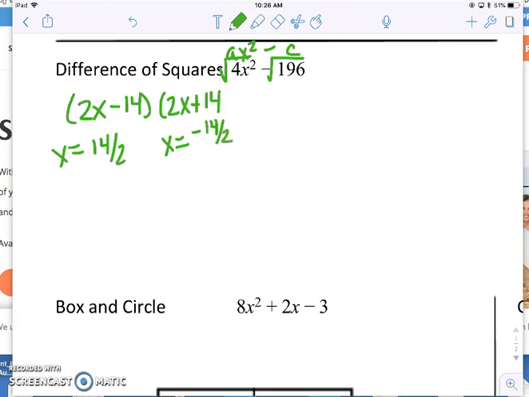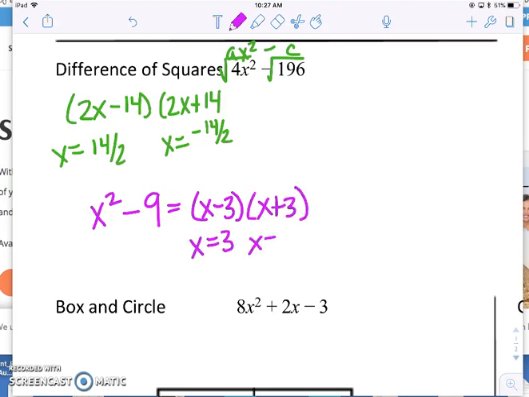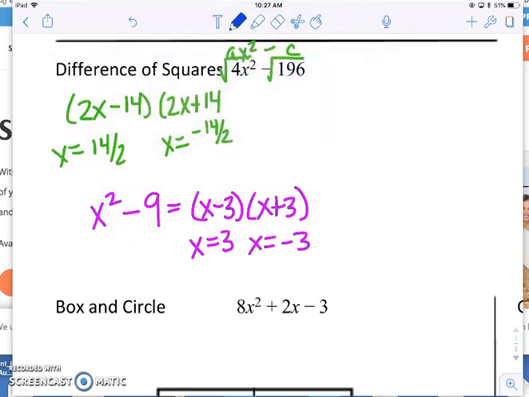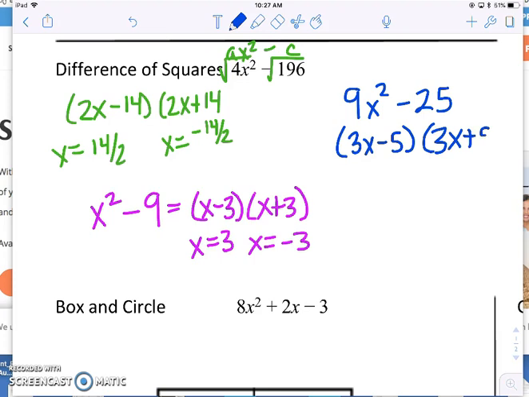And again, this only works for two terms if it's the difference of two squares. So another example would be if you had x squared minus 9. What would this factor into is x minus 3, x plus 3. And so it would cross at x equals 3 and x equals negative 3. Another one, again, you just have to be able to take the square root. What if we had 9x squared minus 25? You can take the square root of both of these, so 3x minus 5, 3x plus 5.